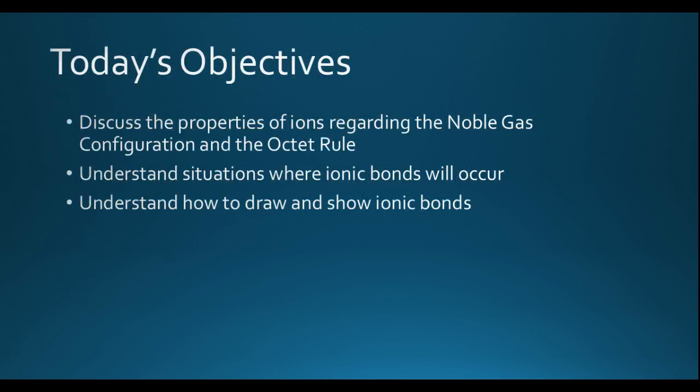Alright, so today's objectives were to discuss the properties of ions regarding the noble gas configuration and the octet rule. Just remember that all atoms want to have a full outer energy level, or full level of valence electrons. We looked at situations where ionic bonds will occur, such as a metal and a nonmetal, or an anion and a cation, or positively and negatively charged atoms that are in the same area. And we understood how to draw and show ionic bonds.